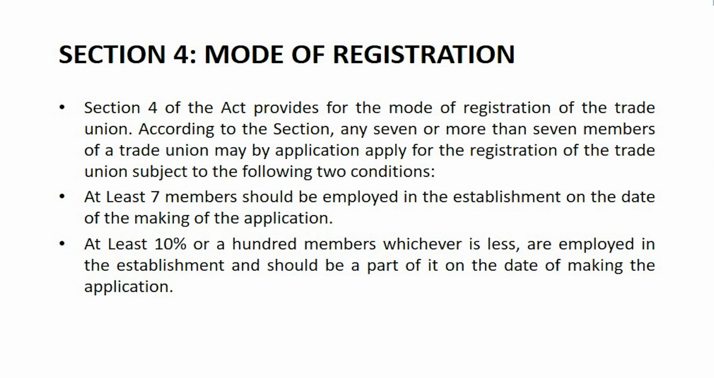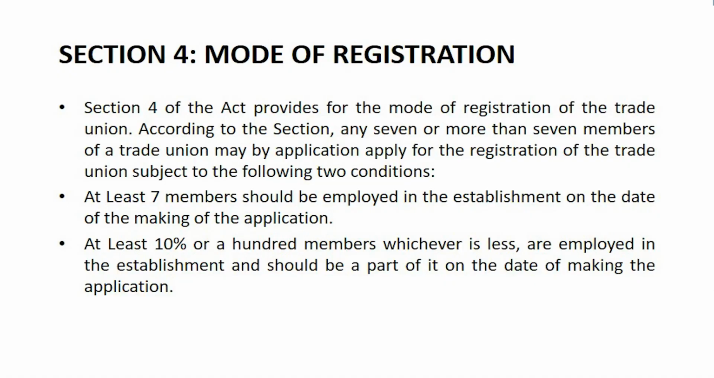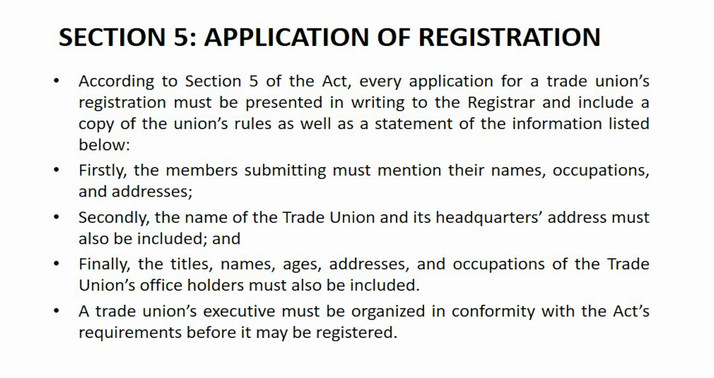These conditions are: at least 7 members should be employed into the establishment on the date of making of the application. It is very necessary that the 7 members have to be from the same establishment where they are doing the work, and at least 10% or 100 members, whichever is less, of those employed into the establishment should be part of it on the date of making of the trade union. They need a membership of either 10% or 100, whichever is less. But the condition is that these 7 members must be from the same employment, then they can go for the registration of a trade union.